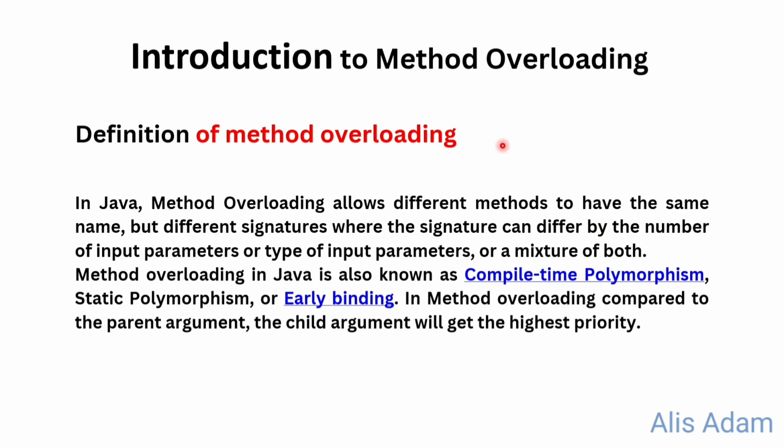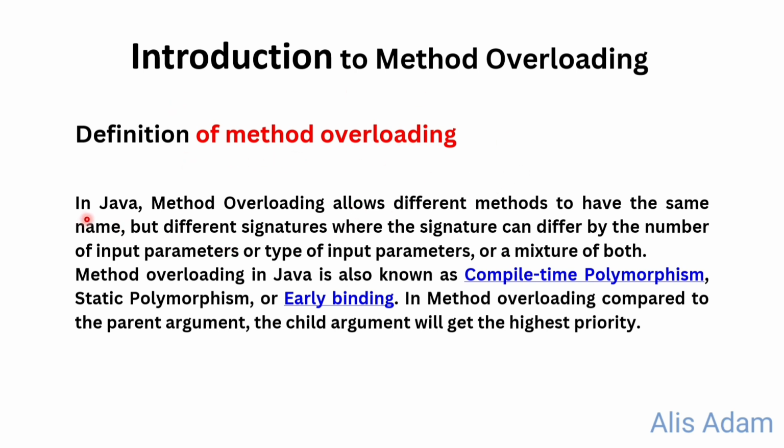First of all, what is meant by method overloading? In simple terms, we can say it is creating different methods with the same name in the same class, but with a different parameter list. So in method overloading, the method name is the same but the parameters differ. That term is known as method overloading.